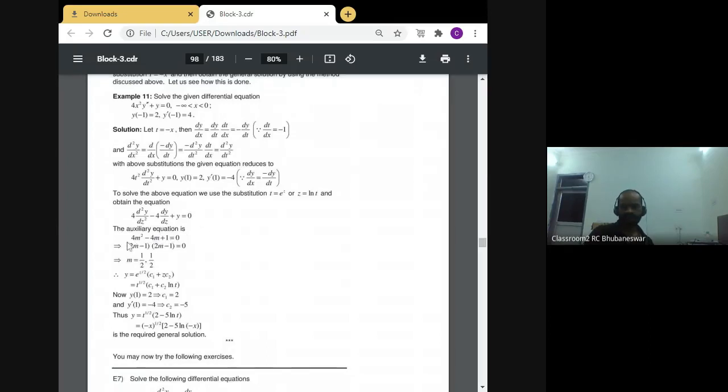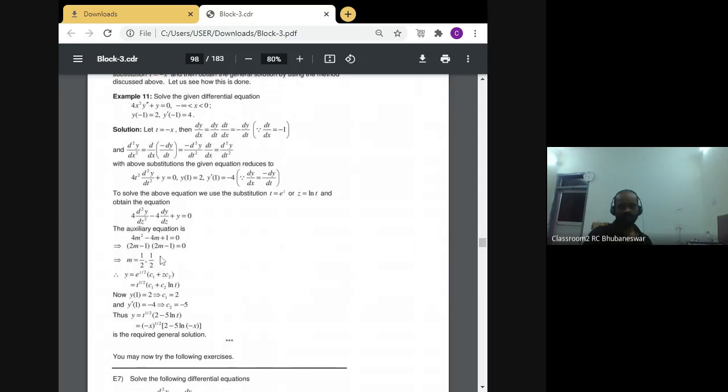As we know, whenever we have a second order homogeneous differential equation with constant coefficients, we have an auxiliary equation, and here the auxiliary equation will be 4m² minus 4m plus 1 equals 0, because we have to apply the same substitution rule, that is y equals e to the power mz. After substituting, we get this kind of auxiliary equation, and it can be solved easily to find its roots.